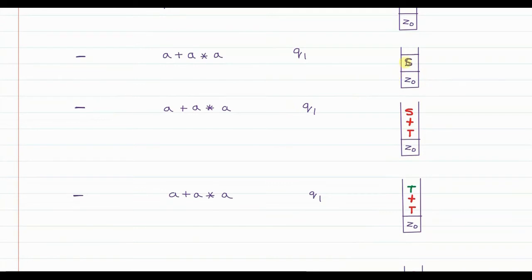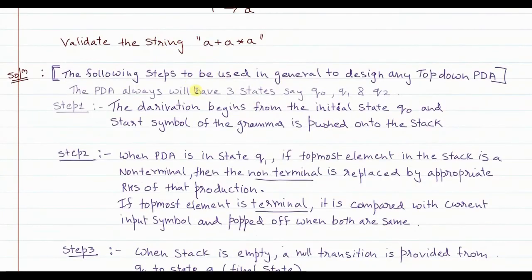Okay, so as you can see, S is being replaced with S plus T. The string S plus T is inserted in reverse order, that's why T has gone first, then plus, and then S. So while reading, it still is read as S plus T only, that's why we reverse and insert. Remember this.